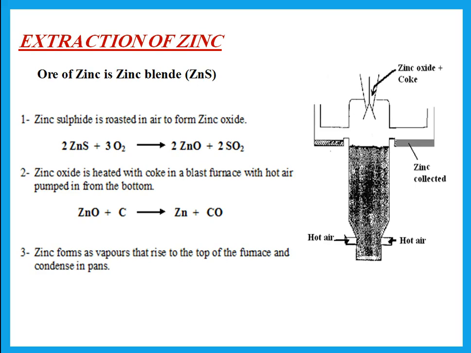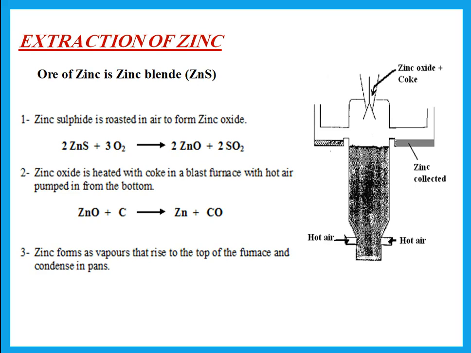Then we take the zinc oxide and put it into a sort of blast furnace also and add coke to it. So we just put into the blast furnace zinc oxide and coke. We do not add any limestone. This is because the zinc oxide will react with the coke to give zinc.